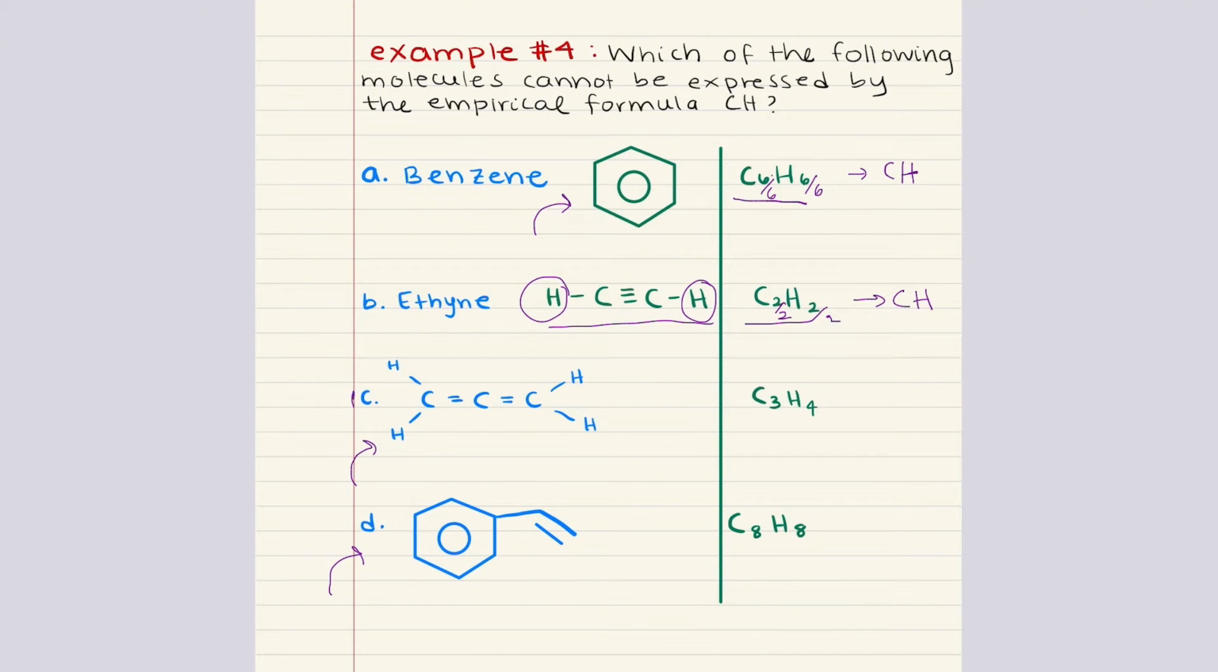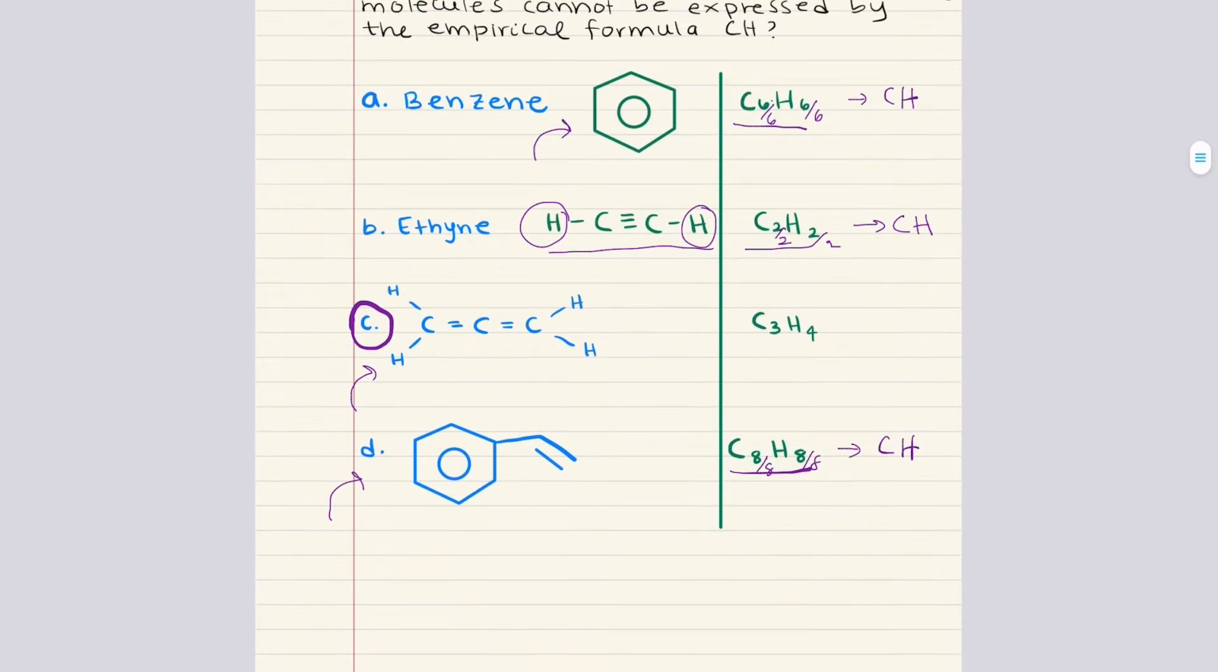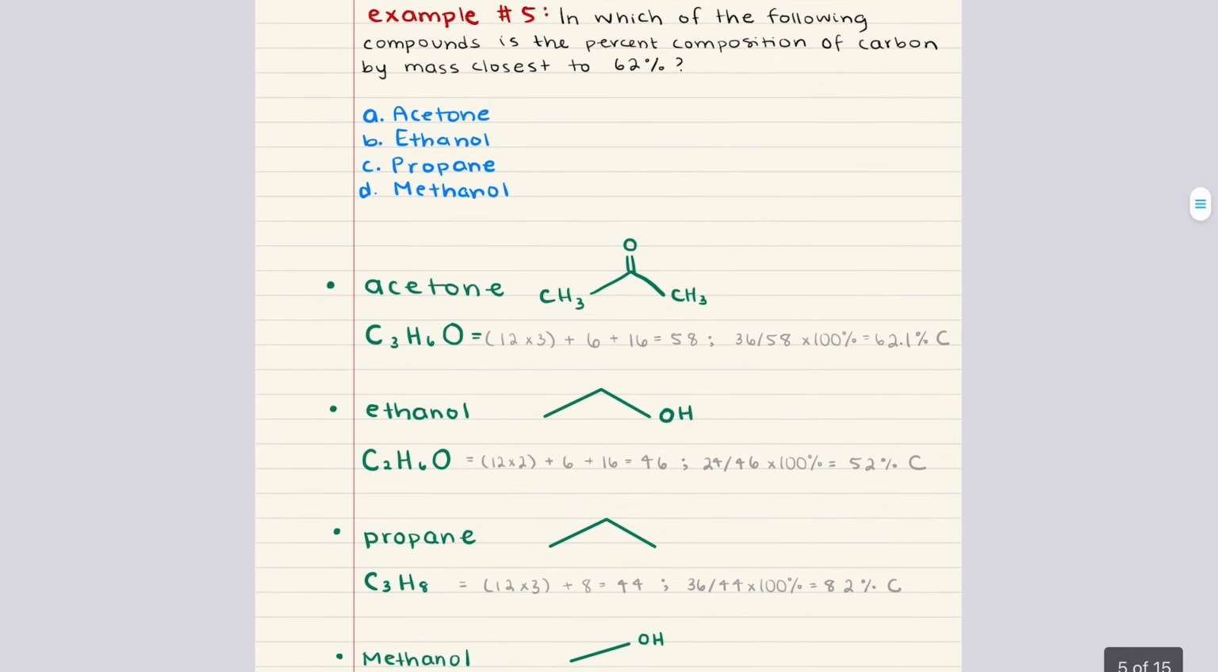C is actually our correct answer. This is the molecule that cannot be expressed by the empirical formula CH. But let's go over D as well. D is C8H8. If we divide each number by 8, we would get CH. And so this molecule can be expressed using the empirical formula CH. The only molecule that cannot is going to be molecule C. And so the correct answer to 4 is C. Let's move on to problem 5.